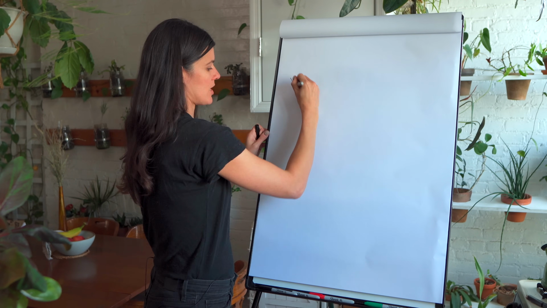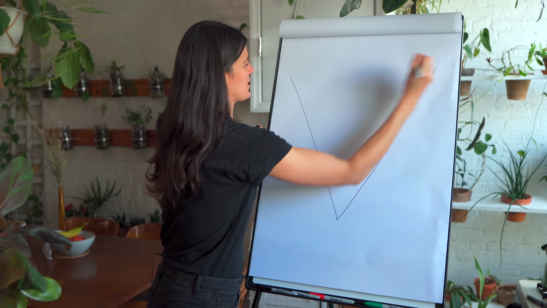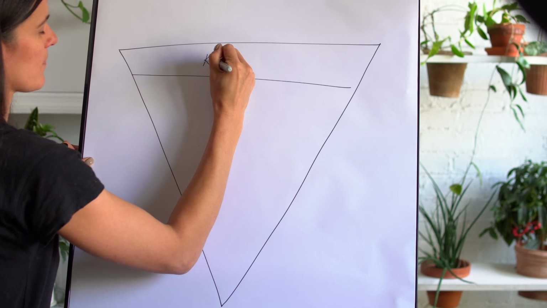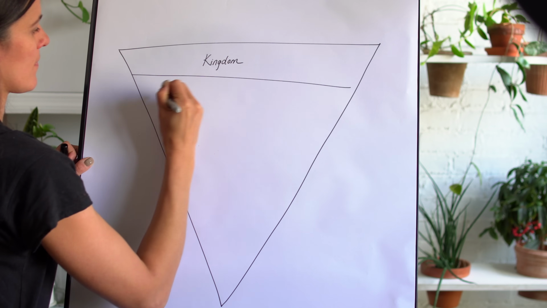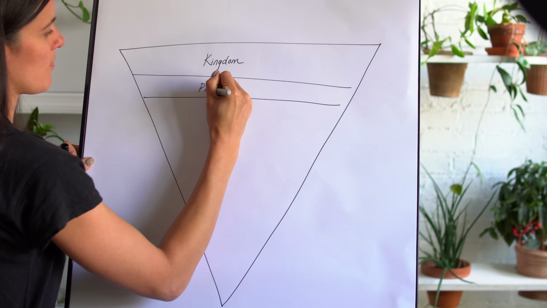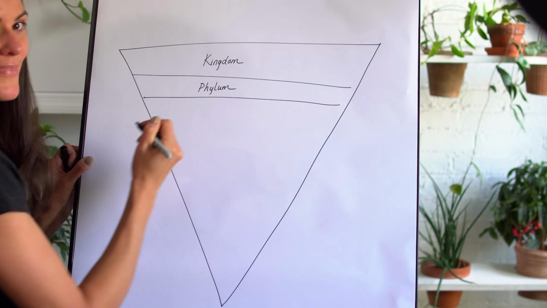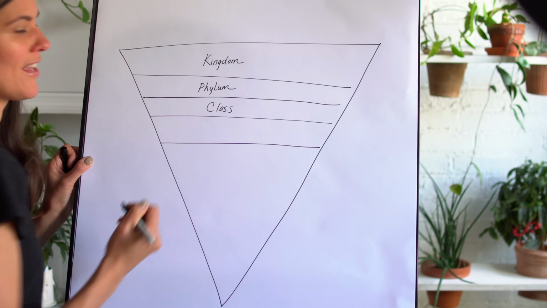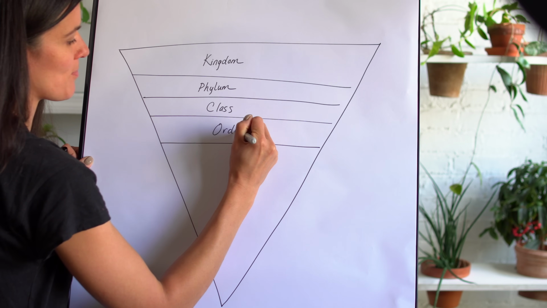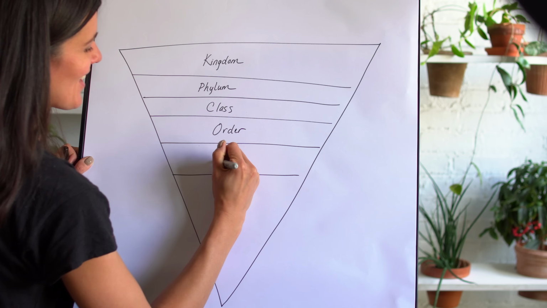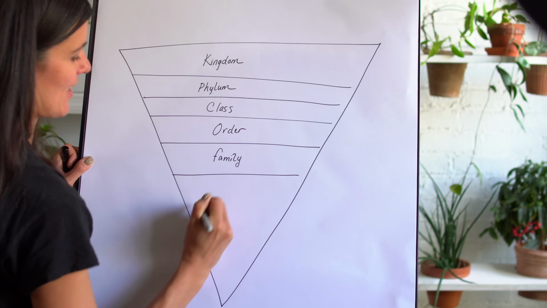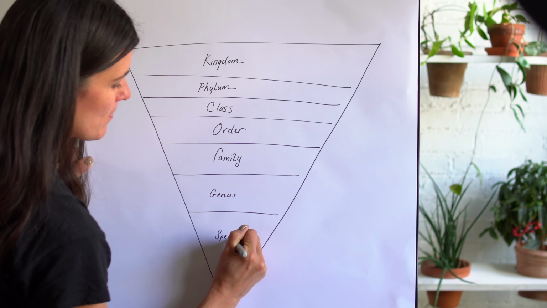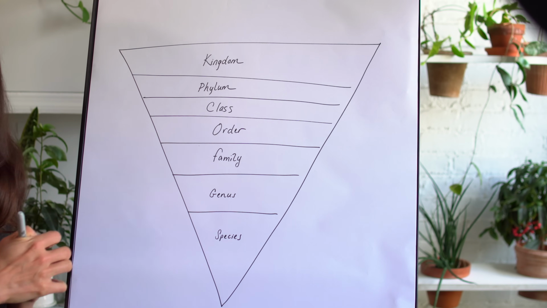So you can imagine it as this inverted pyramid, and it starts with kingdom, and then you have phylum, all right, and then you have class, and then you have order. I think I made this pizza too big. And then you have family, and then you have genus, and then at the tippy top of the base of the pyramid you have species.